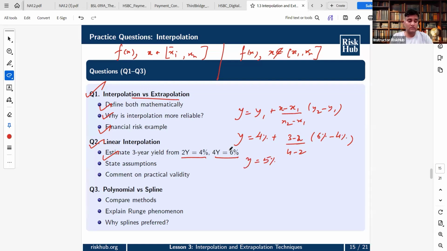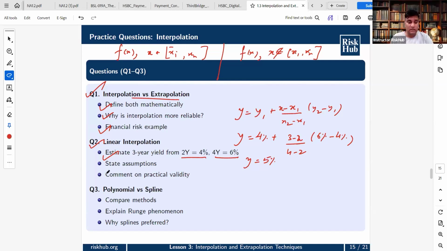Okay. So the assumption is a linear relation, meaning yield moves in a straight line between the 2-year and 4-year. Another assumption is a smooth yield curve, no sudden jumps between maturities. Another is no curvature, which ignores convexity and humps in the curve. The practical validity is that linear interpolation is simple and fast, but it may ignore curvature. In real markets, yield curves often bend, so professional curve construction, splines, and more advanced curve methods are often preferred.